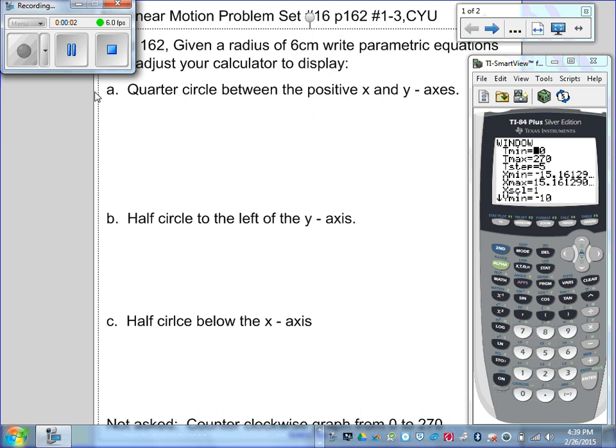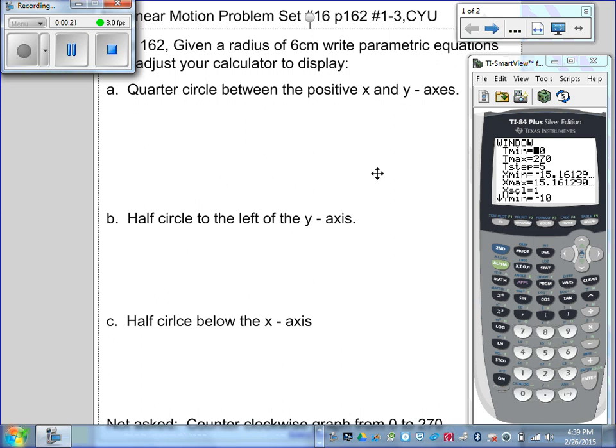All right, this is going to be my third try. I'm trying to make a video for nonlinear motion involving making a graph of a circle or a portion of a circle. Number 2 on page 162: given a radius of 6 centimeters, write parametric equations and adjust your calculator to display a quarter circle between the positive x and y axes.